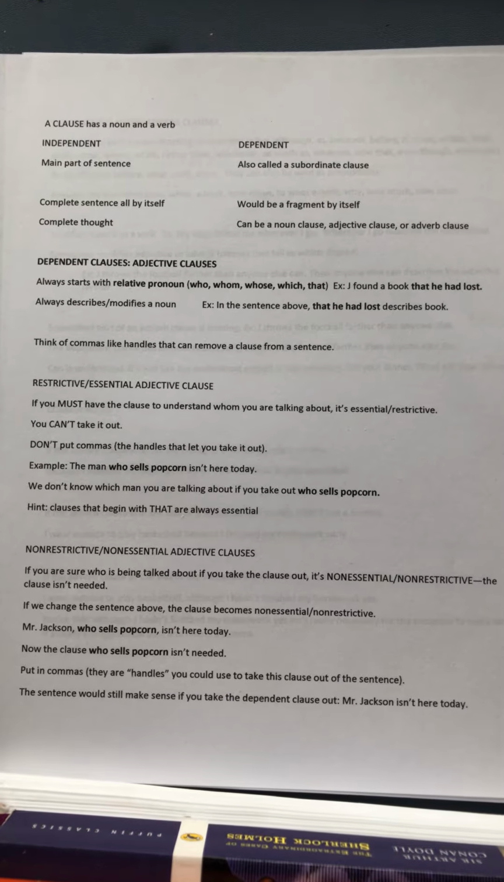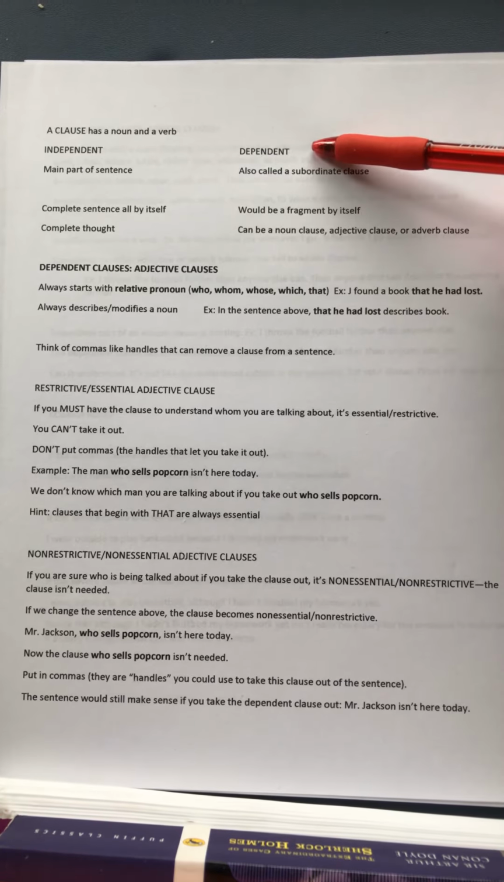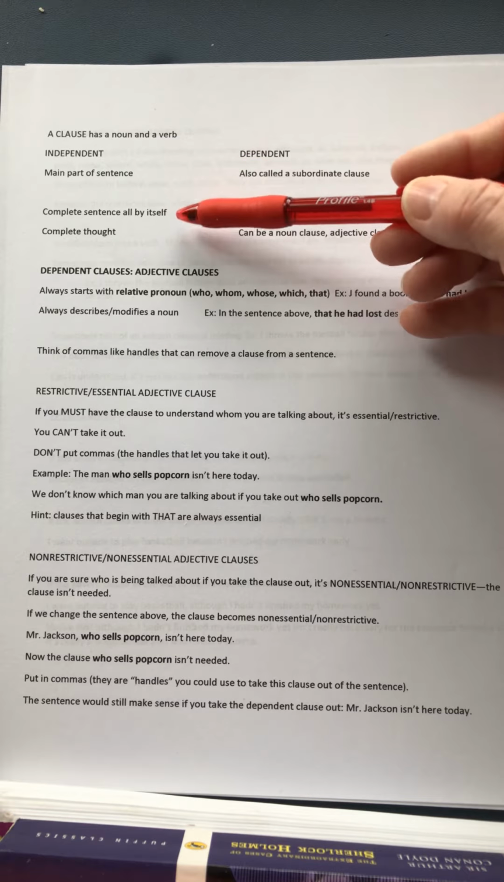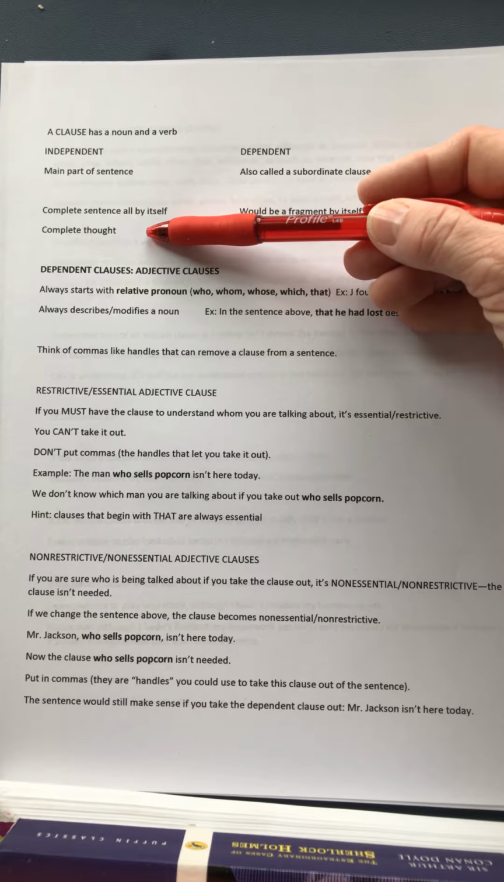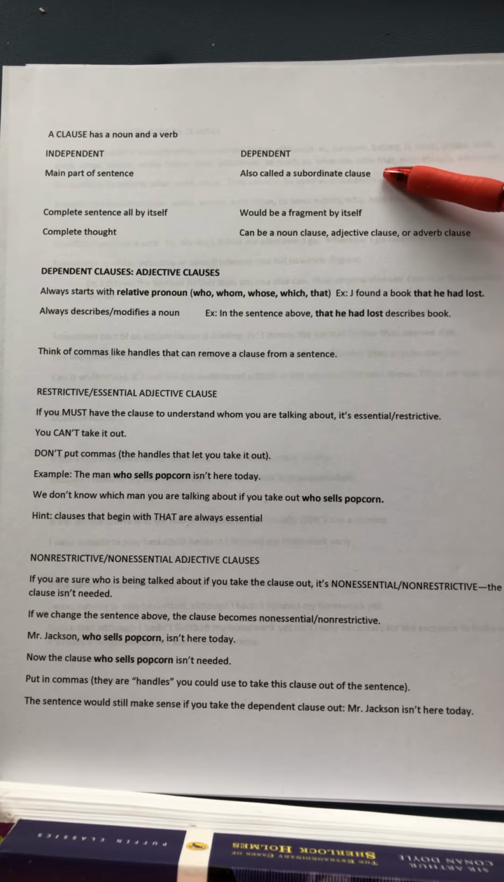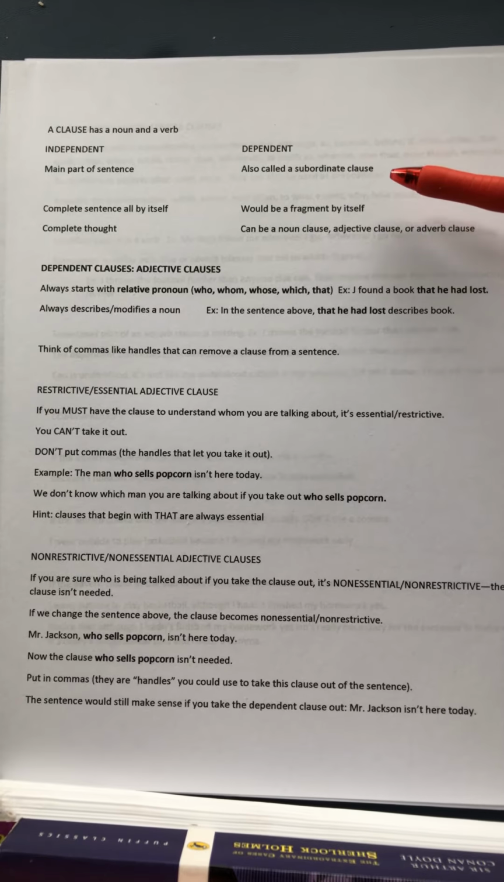It might be a complete sentence, it might be independent, or it might be dependent. Now, the independent clause, it's the main part of the sentence, and it makes a complete sentence all by itself. It expresses a complete thought. A dependent clause is also called a subordinate clause. So if we say dependent or subordinate, it's the same thing.